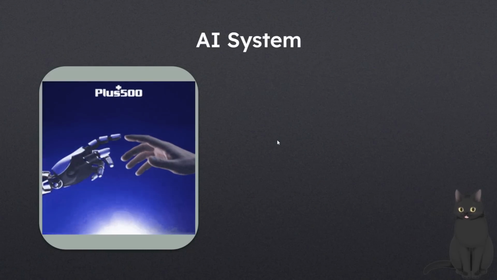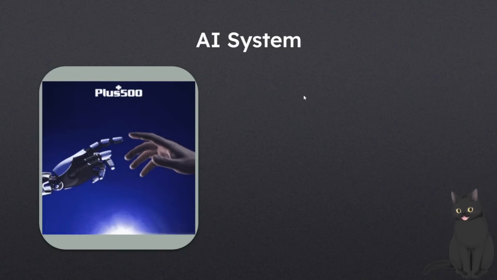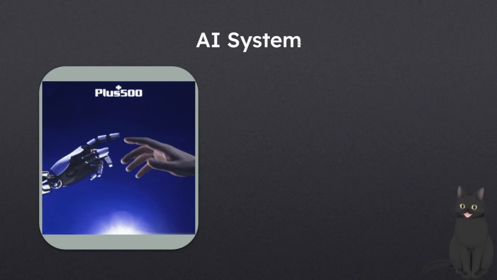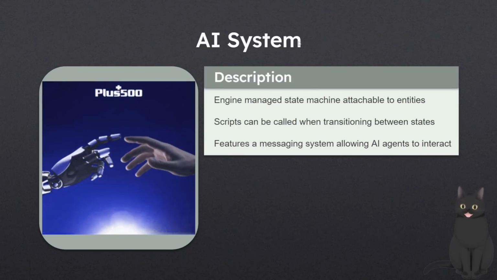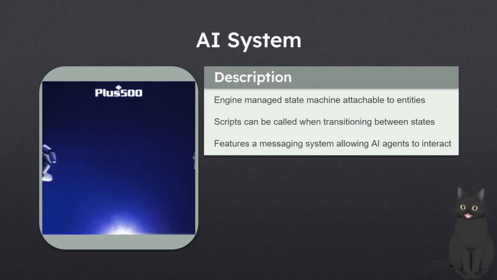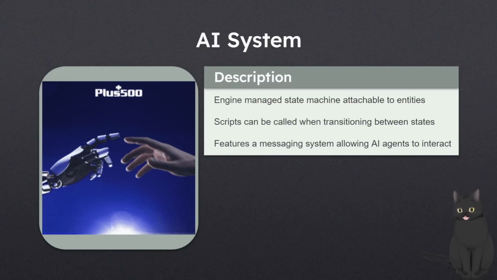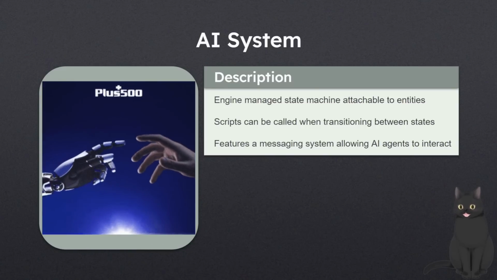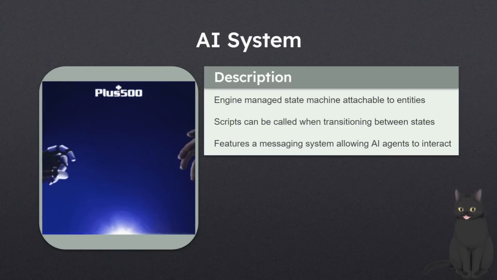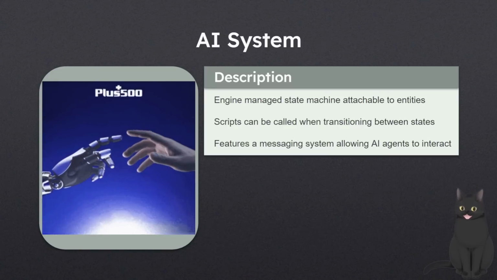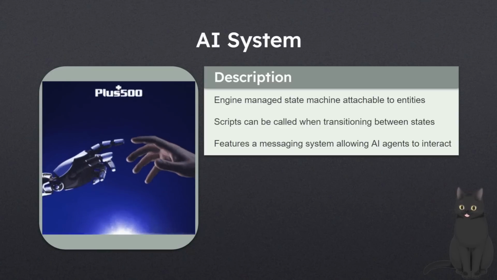All right, I know that was kind of a big system to gloss over, but I'm trying to get through it, you know what I mean? So here, we've got the AI system. In my engine, the AI system is basically just an engine-managed state machine that's attachable to various entities. The scripts can be called when transitioning between states. Those scripts that I mentioned earlier in the scripting system can be attached throughout the engine in different places, so it's all integrated together.